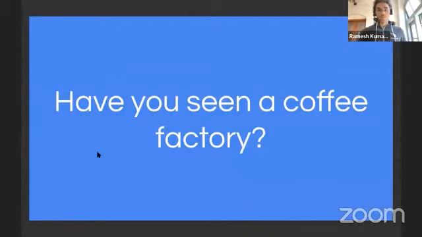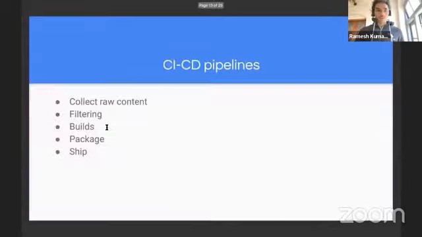Okay, so enough we have talked about images and containers. Let's talk about CI/CD pipeline. Again, we'll take a very real life example of a coffee factory. So in a coffee factory, of course, what happens is that it collects the raw content. It does the filtering, that I don't want a bad coffee and all.